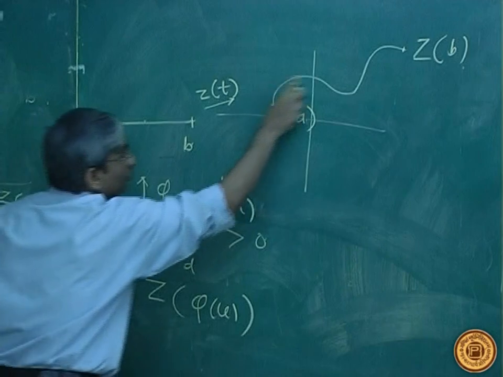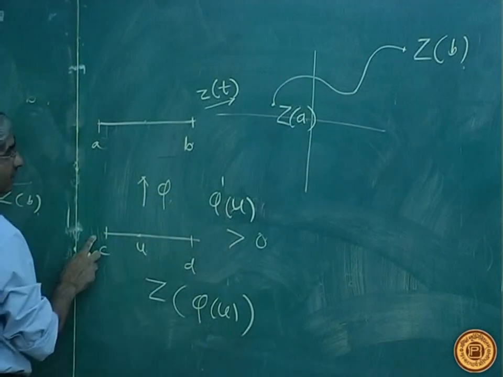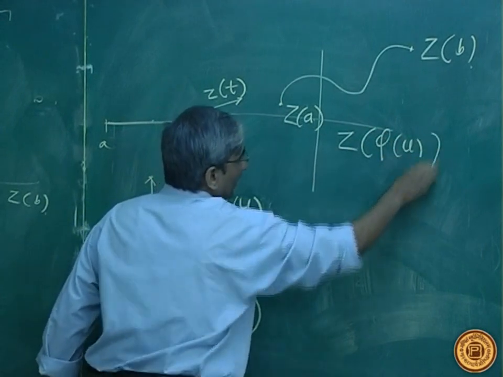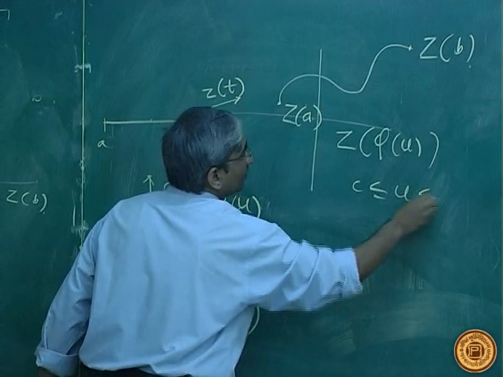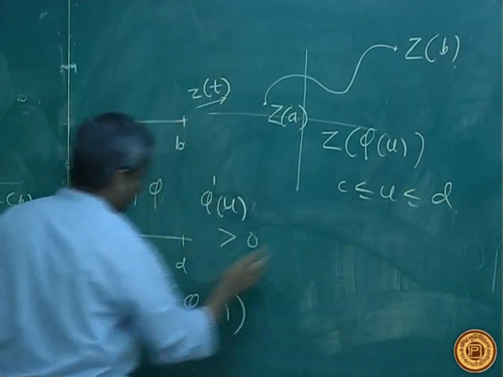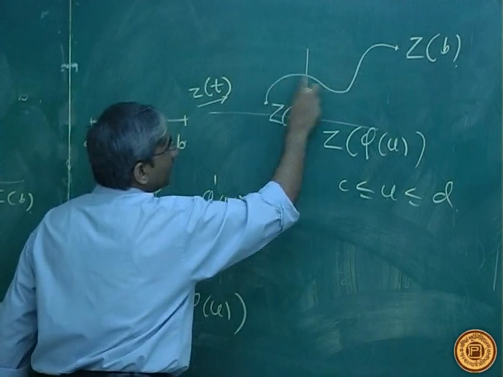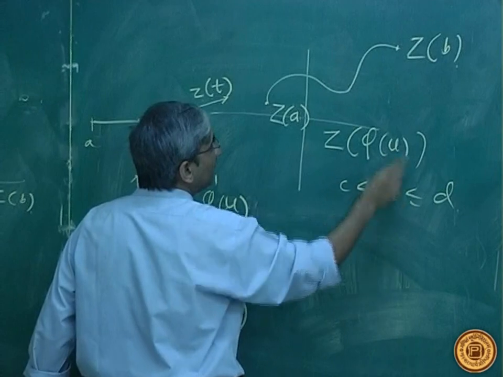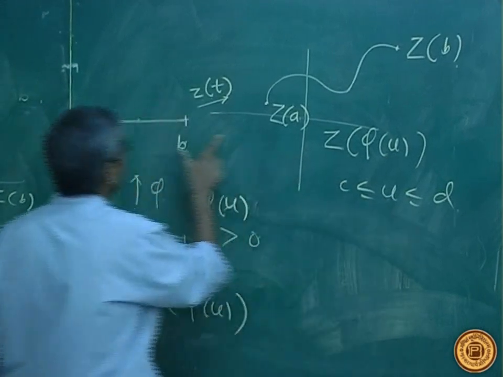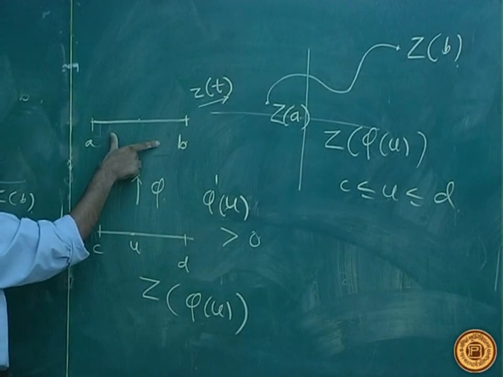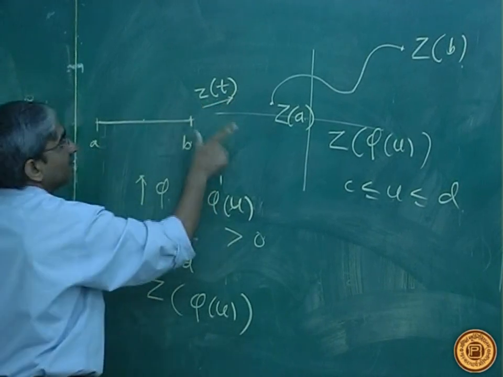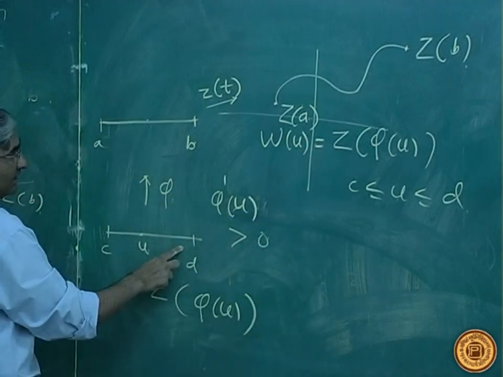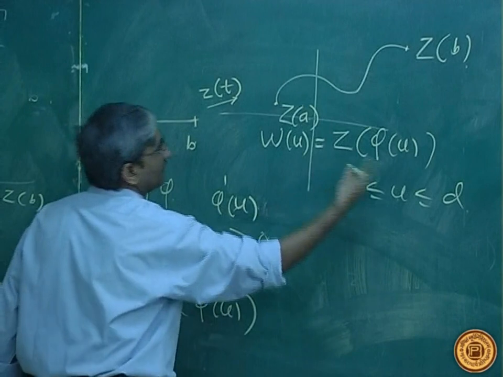So u is now parameterizing this curve. This curve is now parameterized on the other interval CD, because what we have now is z of phi u, with c less than or equal to u less than or equal to d. As u varies in CD, these points on the curve vary. So it has another parameter u now, which varies in another interval CD. It had the original parameterization on interval AB, which is z(t). Now I can call this function w(u) on CD. Same curve, but different parameterization.